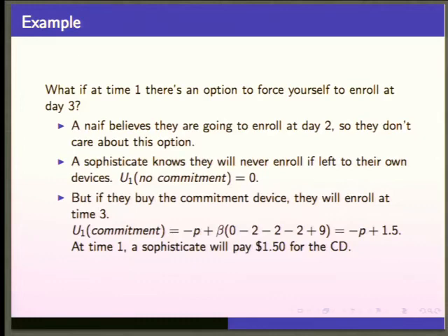And so the naive is never going to pay for the commitment device because they don't believe they need it. The sophisticate, however, is going to have a value for the commitment device, and that value is going to be the difference in value between buying the commitment device and not buying it. And so the utility of buying the commitment device is going to be negative p, which will be the fee for the commitment device, plus 1.5, compared to getting a utility of 0 if they don't buy the commitment device. And so that's going to be the willingness to pay at time 1 for the commitment device for the sophisticate.